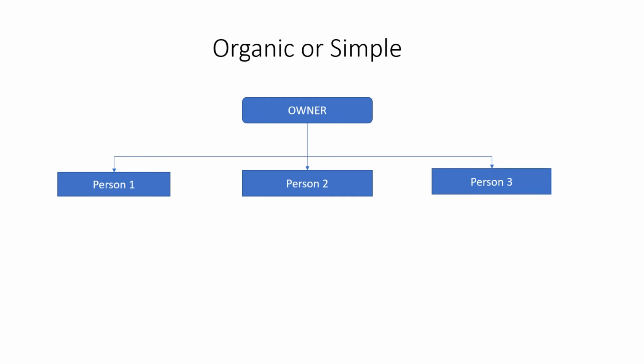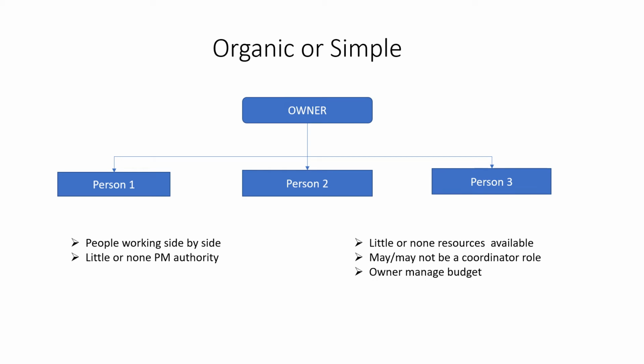Organic or simple. This type of organizational structure is commonly found in small and medium-sized companies or family businesses. They are composed of a single department without division, and all members work side by side for quick communication and problem solving. This organizational structure is very flexible and able to adapt well to market change. It also has few rules and regulations, and decision making is decentralized. Here, the project manager has very little or no authority and may or may not have a designated role.